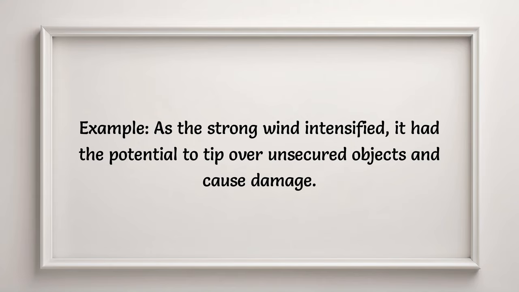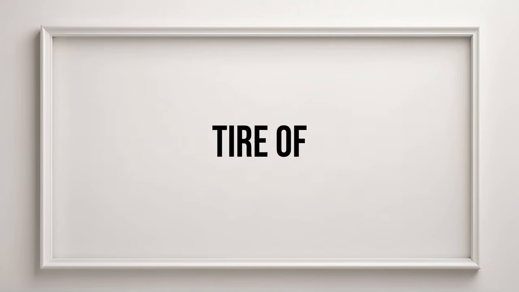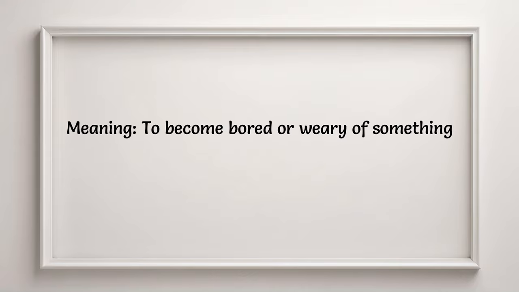Example, as the strong wind intensified, it had the potential to tip over unsecured objects and cause damage. Example, toddlers should be closely supervised to prevent them from accidentally tipping over furniture or objects that could pose a safety risk. Tire of. Meaning, to become bored or weary of something.